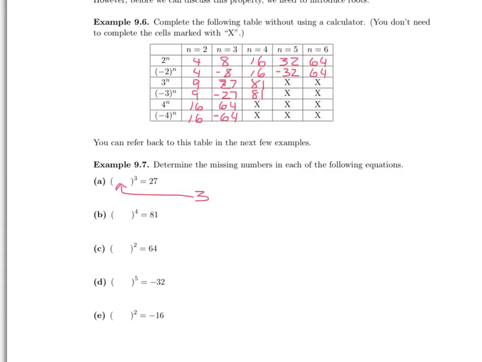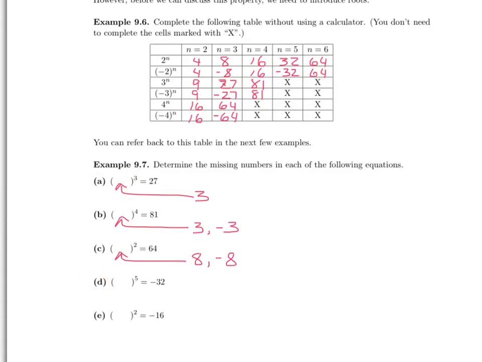Okay, let's go ahead and look at part B. What number raised to the 4th power would give you 81? Well, here there are actually 2 numbers that would work. 3 to the 4th power gives 81. You can see that from the table up here. Also, -3 to the 4th power also gives you 81. Now let's look at part C. What number squared would give you 64? Again, there are 2 numbers that could work, 8 and -8.